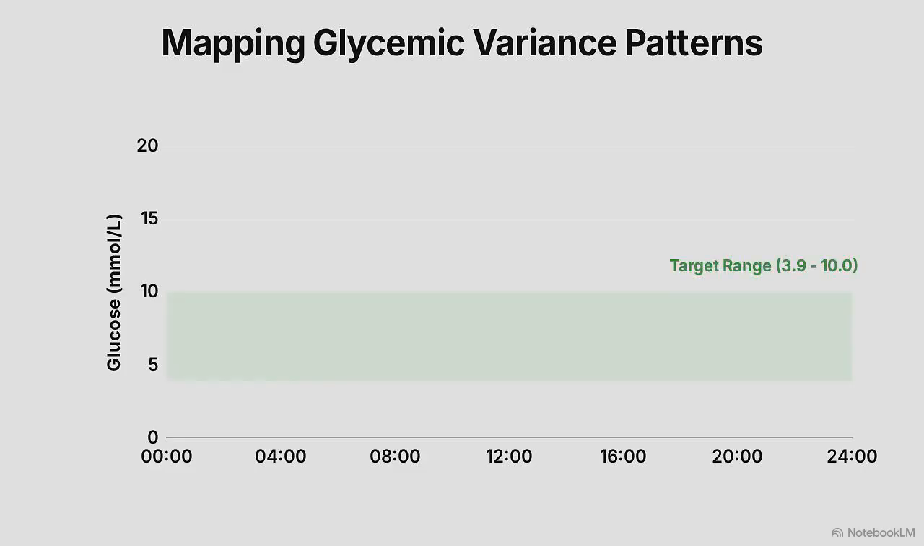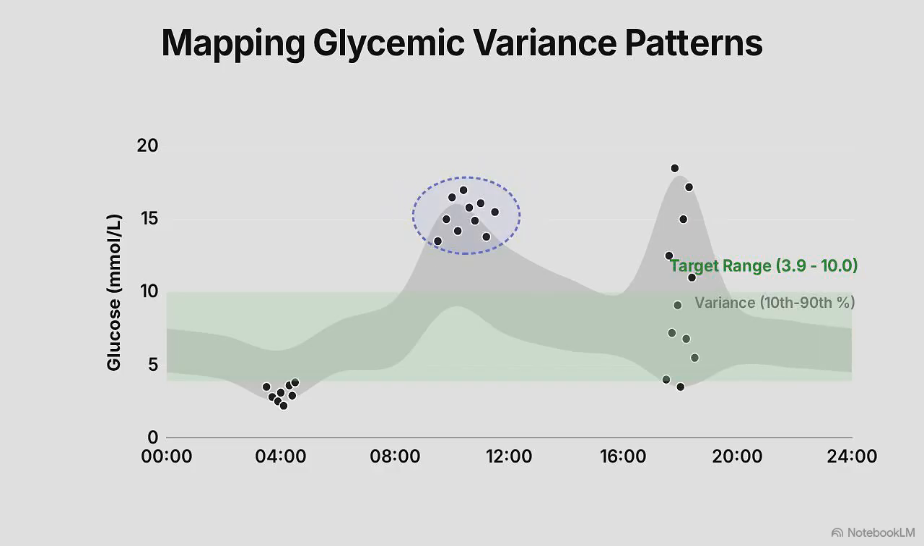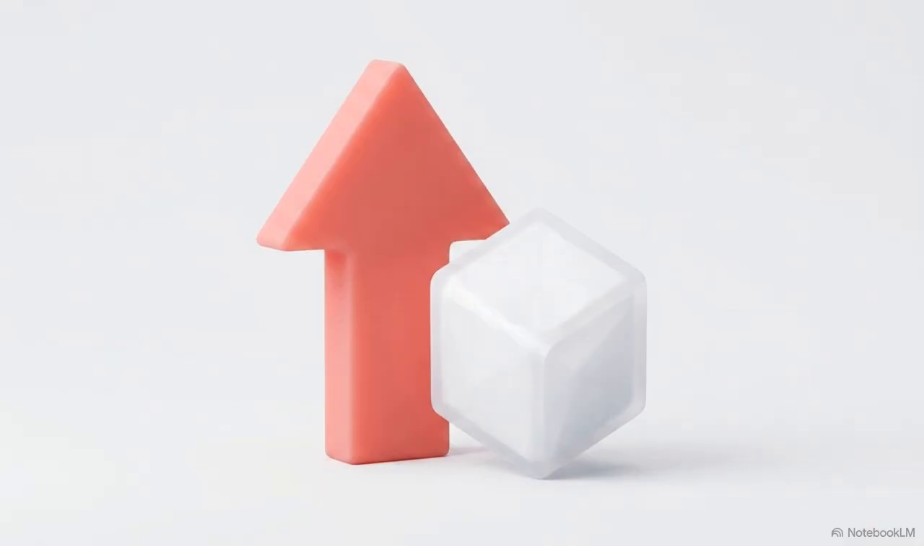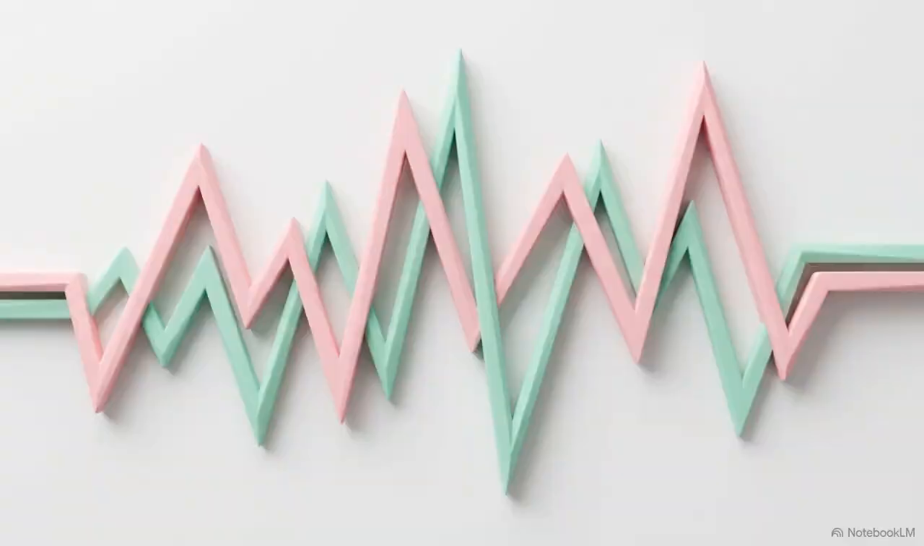By mapping these specific metrics, we isolate the problem. The variance bands dictate exactly what we need to solve for in the next step, whether that is isolated hyperglycemia, dangerous drops in blood sugar, or sheer instability.